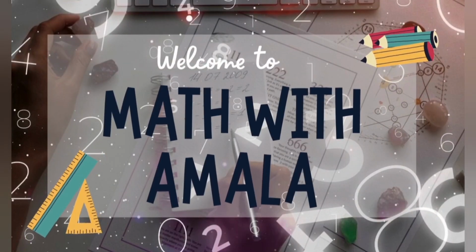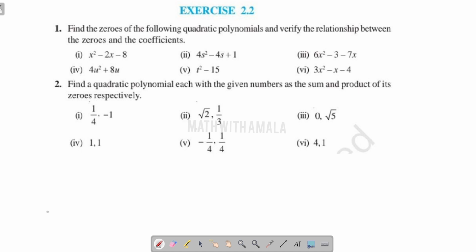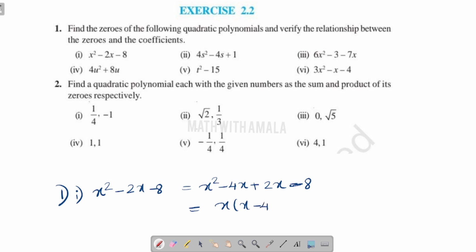This is part number 3 of grade 10, chapter number 2, exercise 2.2 of the chapter Polynomials. Question number 1. Find the zeros of the following quadratic polynomials and verify the relationship between the zeros and the coefficients. So the first question, x square minus 2x minus 8.